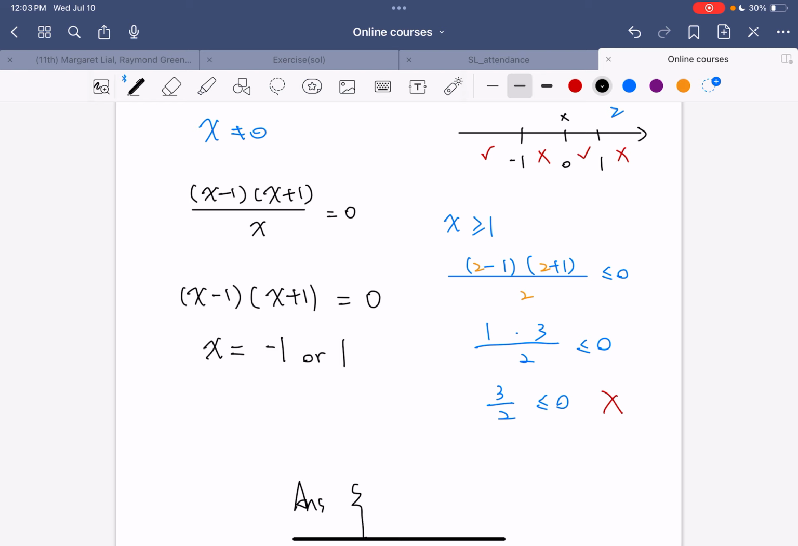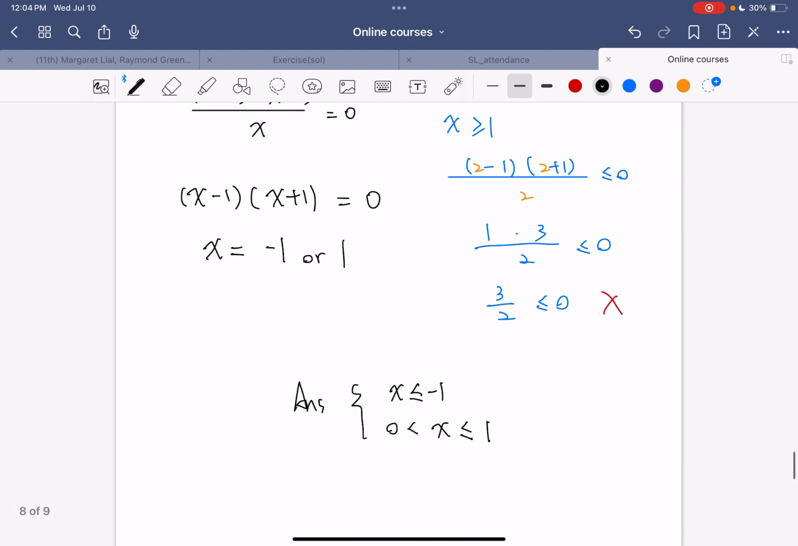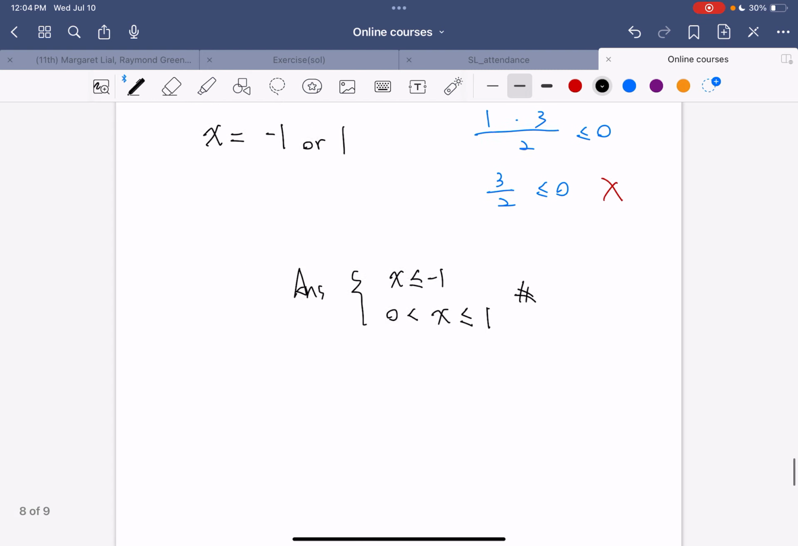It's 2 area again. First we write this area, which is x is less or equal to -1. Okay, second I'm going to write this area is 0. Okay, not equal sign because we can include 0, and less or equal to 1. Okay, and that's all. This is our answer.